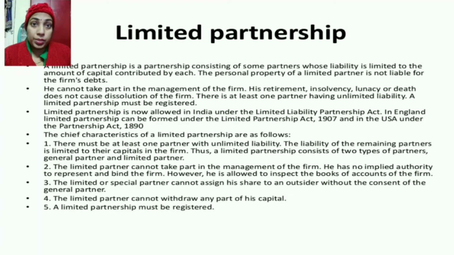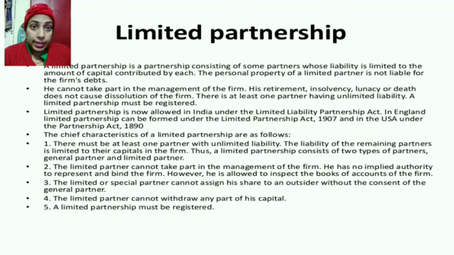Now, limited partnership is not allowed in India under the Limited Liability Partnership Act. In England, limited partnership can be formed under the Limited Partnership Act of 1907 and in USA under the Partnership Act of 1890. The chief characteristics of the limited partnership are: first, there must be at least one partner with unlimited liability. The liability of the remaining partners is limited to their capital that they have invested in the firm up to that amount. Thus, a limited partnership consists of two types of partner. One is the general partner and the others are the limited partners.